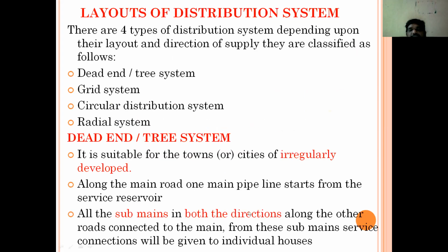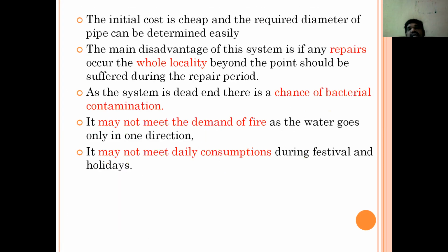See here all the submains in both directions along the other roads are connected to the main, and from those submains further submains, likewise the system goes on and ends at one particular point. The third point to be discussed in this layout is that the initial cost is cheap, and the required diameter of pipe can be determined easily.